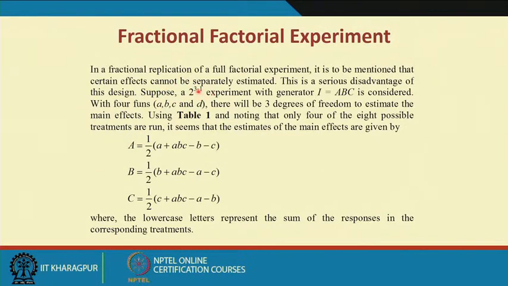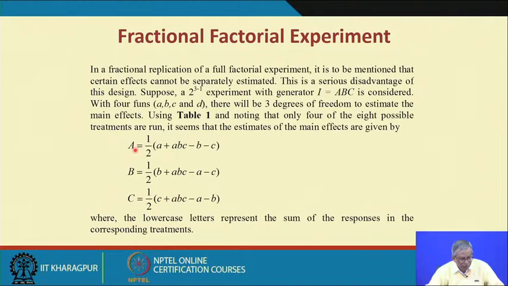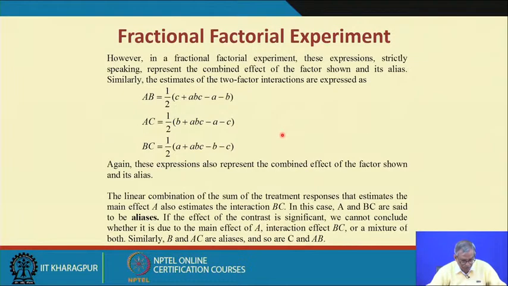So when you apply this 2 to the power 3 minus 1, the half fractional factorial experiment, the main effects are defined as the main effect of A, main effect of B, main effect of C. The lowercase letters represent the sum of responses in the corresponding treatments. However, in a fractional factorial experiment, these expressions, strictly speaking, represent a combined effect of the factor shown and its aliases. Similarly, the estimates for the 2 factor interactions, AB, AC and BC, are computed like this. Again, these expressions also represent the combined effect of the factor and its aliases.